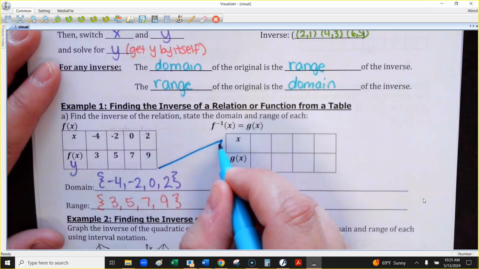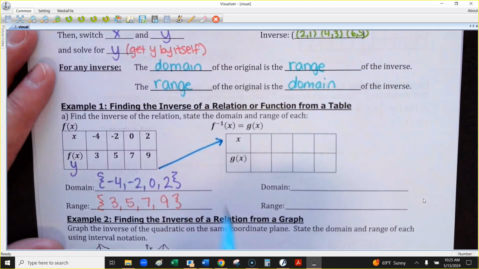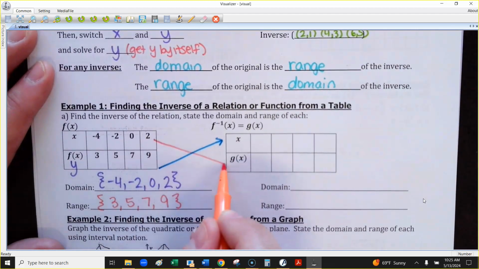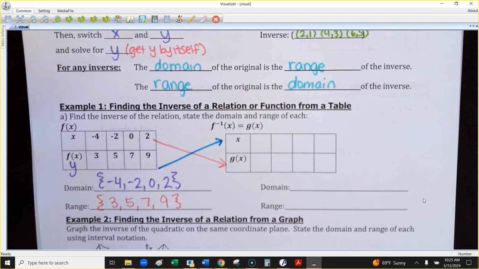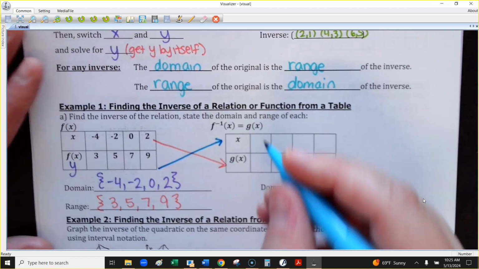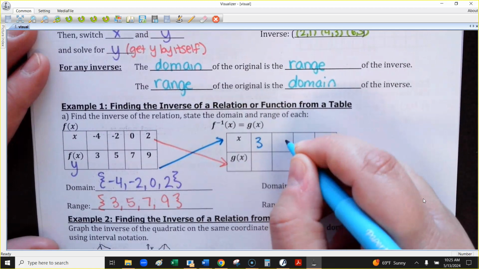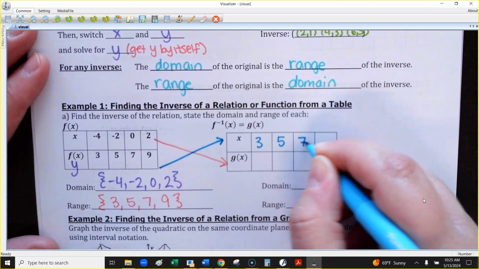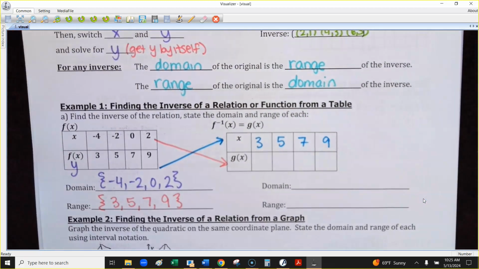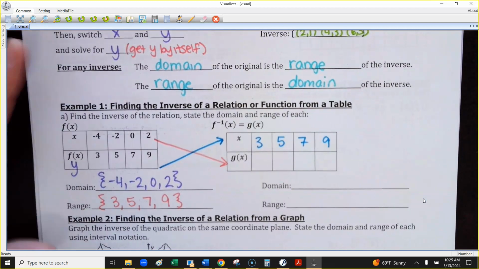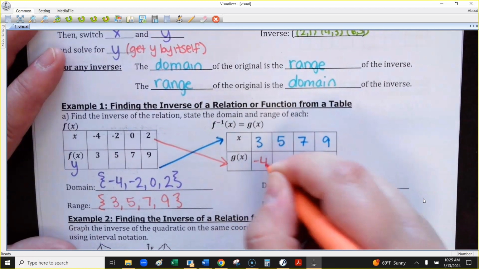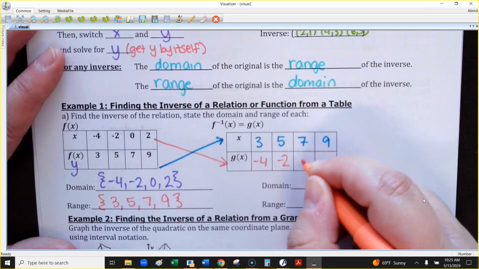Now, all you have to do to find the inverse is take the y coordinates and they become the x coordinates. And the same thing, I'm going to take the x coordinates and they're going to become the y coordinates. You don't flip which one they're listed with or anything like that. So I would just take the 3, 5, 7, 9. Those are now going to be my x coordinates, and my y coordinates are now going to be the -4, -2, 0, and 2.